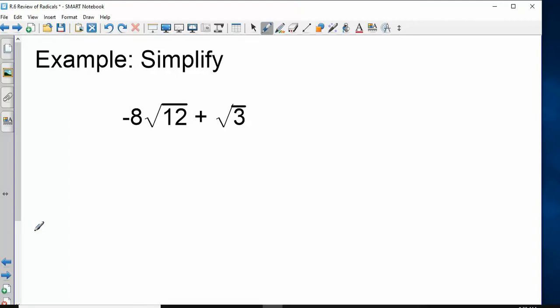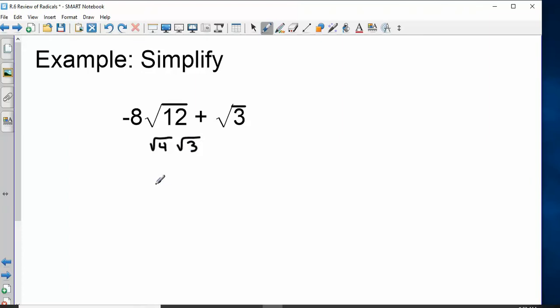You can multiply any radicals that you want, but in order to add or subtract, they have to be like terms. For radicals, that means it has to be the same number underneath the radicals. 12 and 3 are definitely not the same number, so I can't add these together yet. But we can reduce. If I have a 12, what could I break that into? 4 and 3.